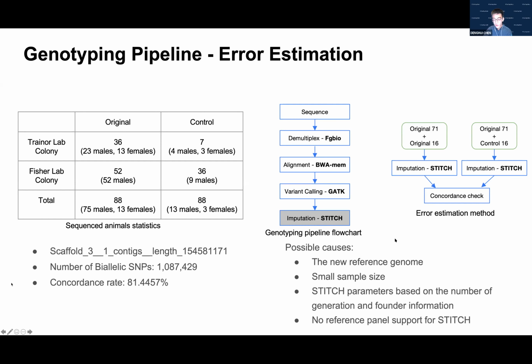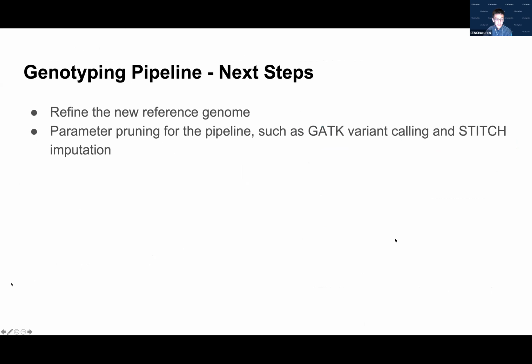With that being said, the next step is we're going to wait for the UC Davis group to refine the new reference genome so that we can have a complete and better reference genome to work with in the future. And the other thing is we're going to keep optimizing the pipeline, to tune the parameters for the GATK variant calling that we use, and also the imputation.